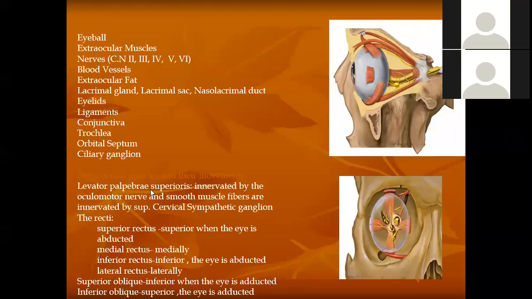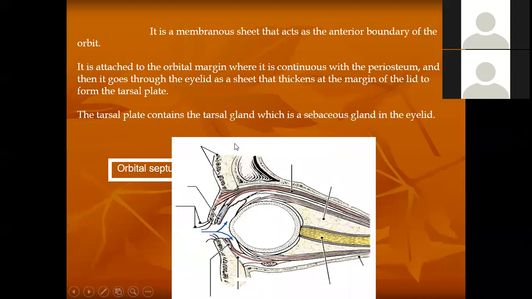These are the muscles that are present in the orbit: the superior rectus, inferior rectus, medial rectus, lateral rectus, superior oblique, inferior oblique, and levator palpebrae superioris. Okay, all these are the muscles that are present in the orbit. Okay, conjunctiva is basically a membranous sheet. You can say it's a mucous membrane that covers the eyeball. Okay.